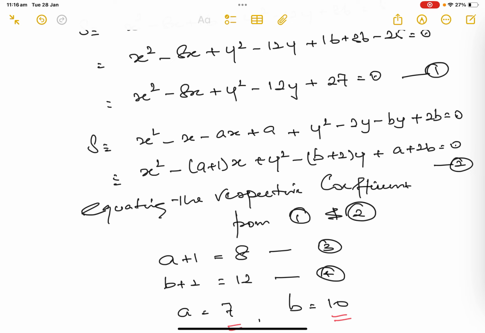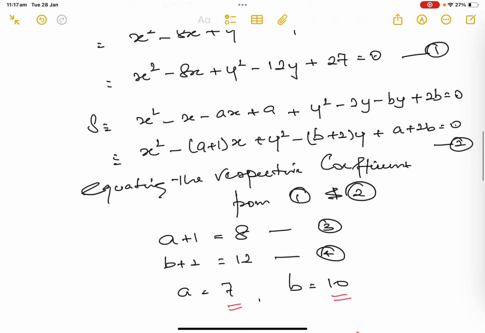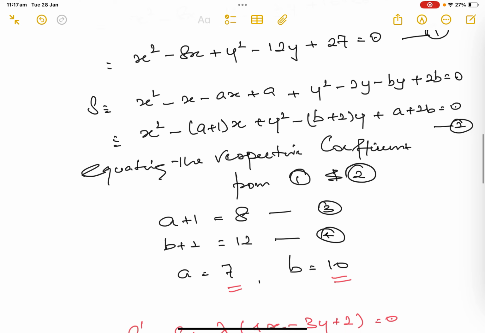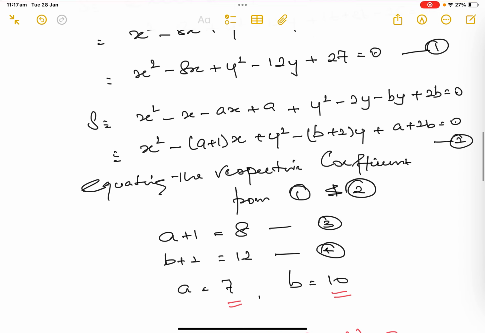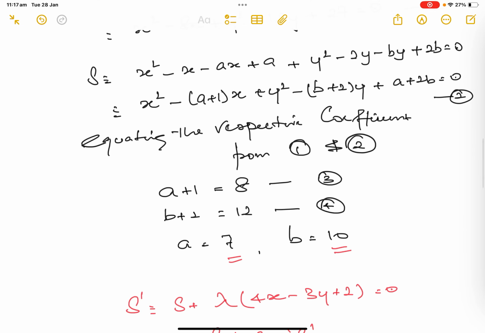Having got two equations for the same circle, the coefficients of the respective variables should be equal. So all we need first is the x coefficient. The x coefficient of equation 1 is minus 8. The x coefficient of equation 2 is minus (a plus 1). Therefore, the minus signs cancel, and a plus 1 equals 8.